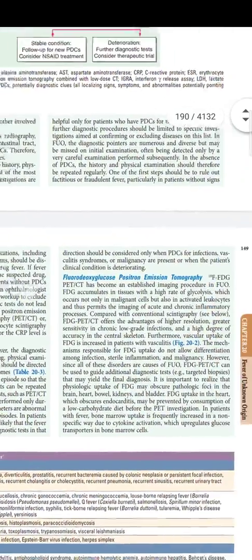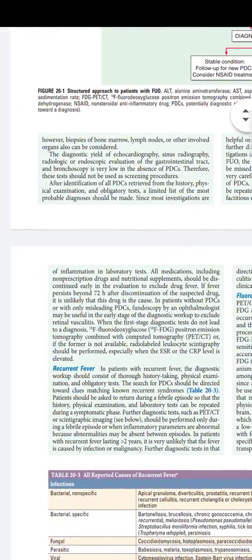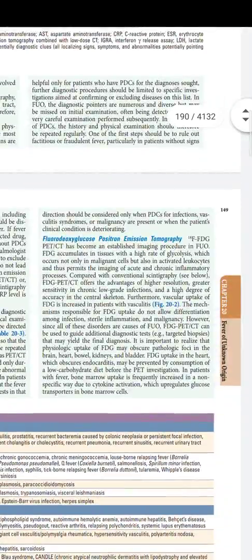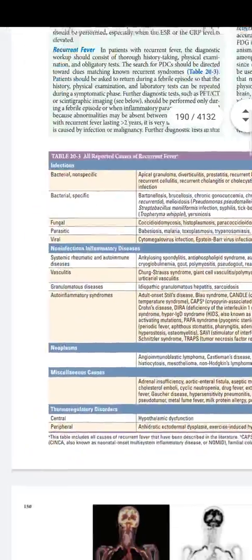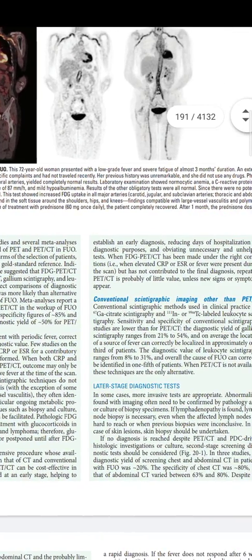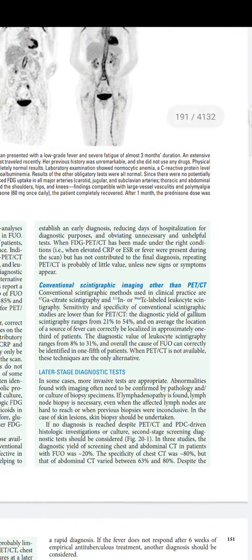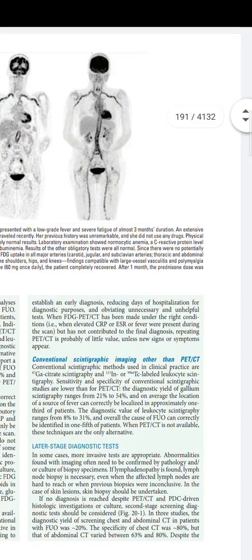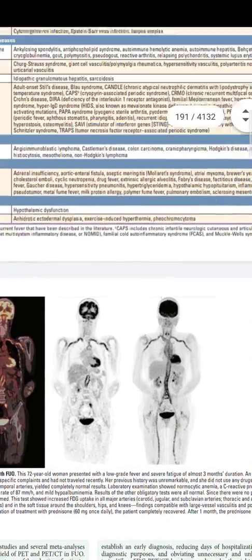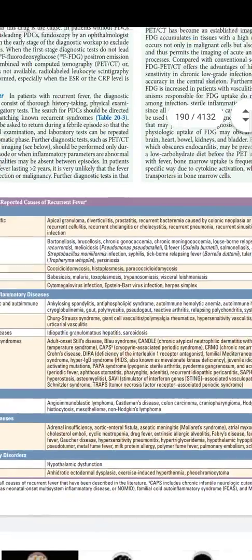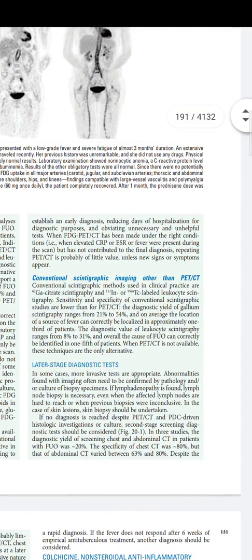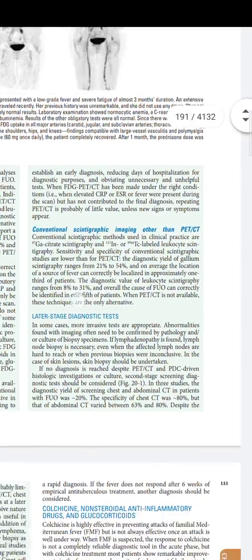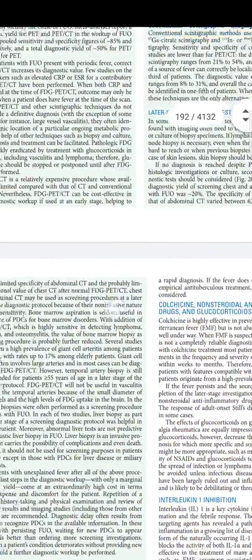And in the investigation part, there are some differences like the FDG PET and diagnostic criteria, and other than that, the conventional scintigraphy imaging other than PET CT, they have been changed a lot. You have to go through this whole paragraph of the PUO investigation part, that is FDG PET and conventional scintigraphy imaging other than PET. So I will be making some MCQs on this also, so that you will come to know how the difference is.